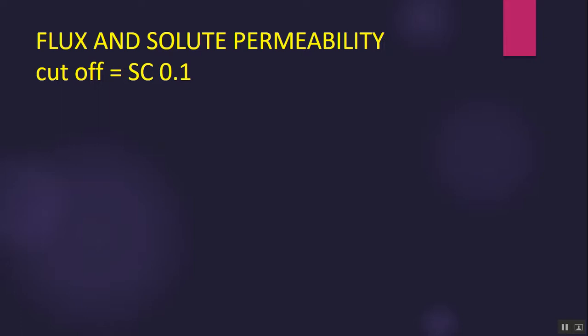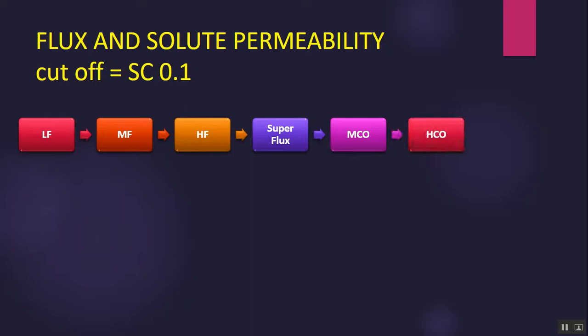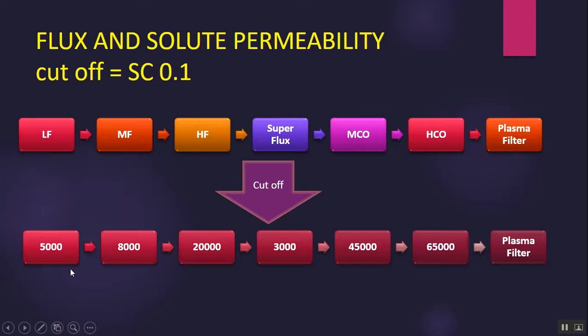For the dialyzer permeability, meaning of a cutoff point, which is equivalent to a sieving coefficient of 0.1, we have low flux, medium flux, high flux, super flux, medium cutoff, high cutoff, as well as plasma filter. The cutoff difference between all of them: low flux can remove up to 5,000 Dalton only. Medium flux is less than high flux, but much better than low flux. Super flux and medium cutoff remove much more molecular weight. High cutoff approaches albumin, and the plasma filter can remove all plasma proteins.